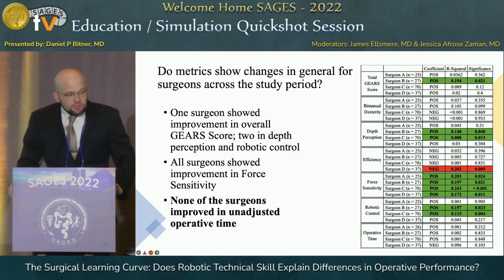So this is the linear regression analysis for the surgeons corresponding to the gear scores as well as the subcomponents and operative time. So a few of the important trends. One thing of interest is that the subcomponent score of force sensitivity actually increased in time for all the surgeons across the study period, which was 2 years. And then operative time, unadjusted here, did not improve for any surgeon.